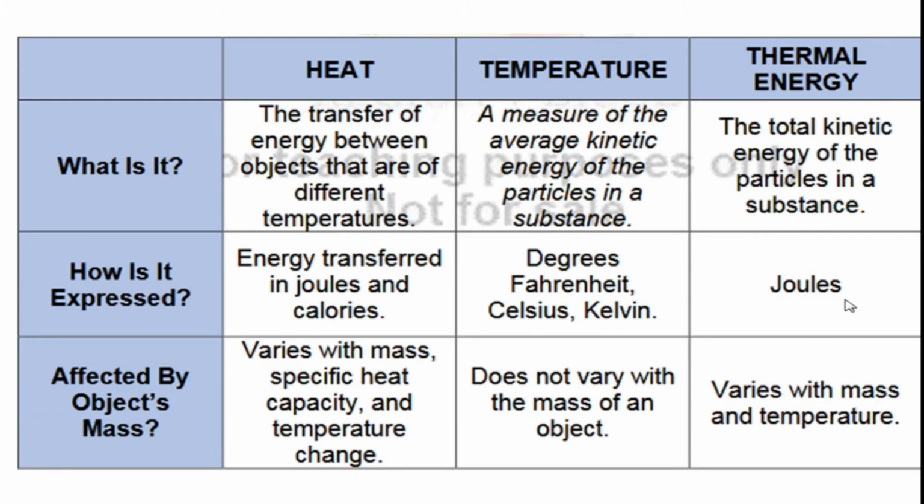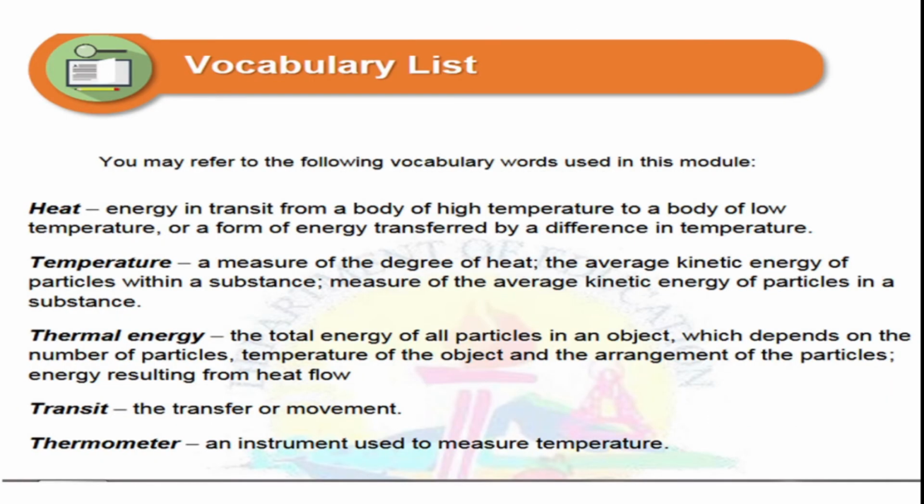So, thermal energy is in joules. Affected by the object's mass. It varies with mass, specific heat capacity, and temperature change. Yung temperature naman does not vary with the mass of an object. Yung thermal energy varies with mass and temperature. Yun po ang pagkakaiba ng tatlo: heat, temperature, and thermal energy.